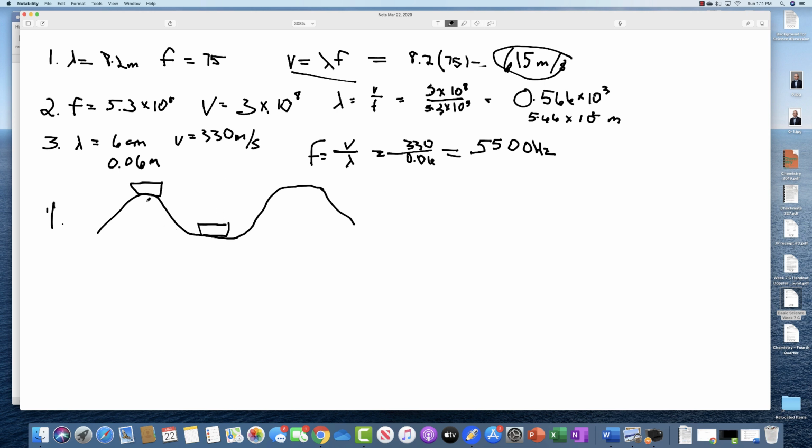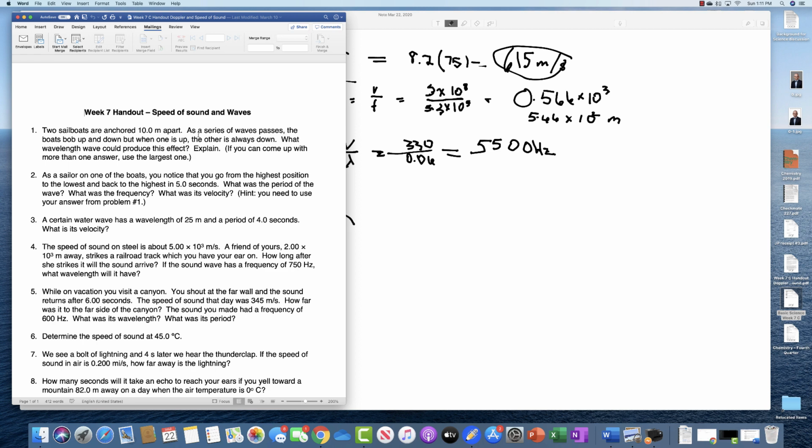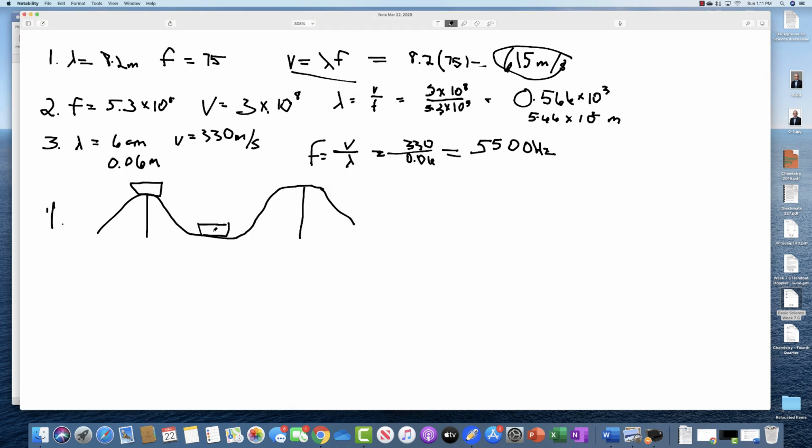Well, a wave is defined as the distance from peak to peak or trough to trough. So they've asked us, what is the wavelength that could be produced by this effect? Since the boats are 10 meters apart, this distance is 10 meters, so the wavelength is double that. So the wavelength here is 20 meters.